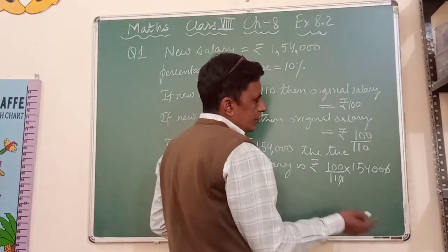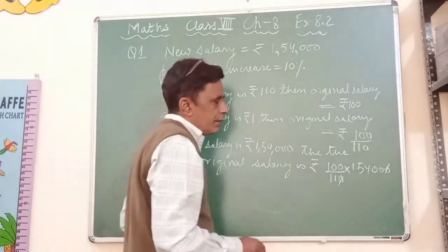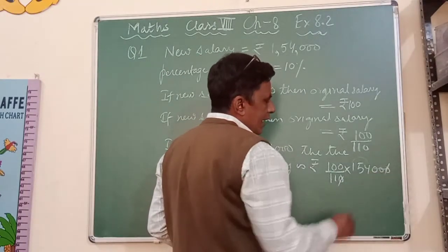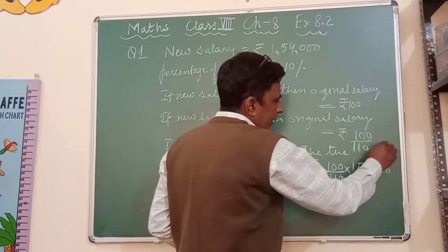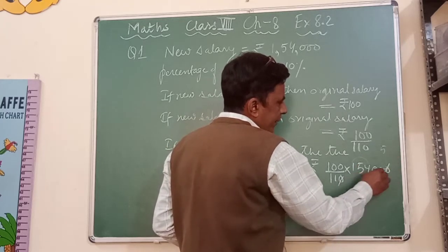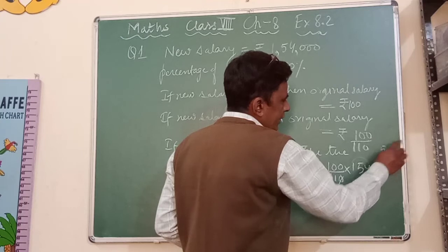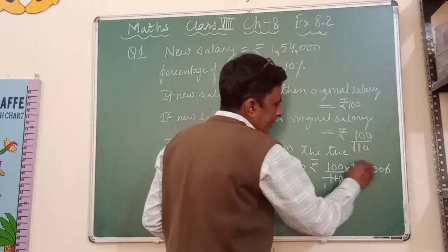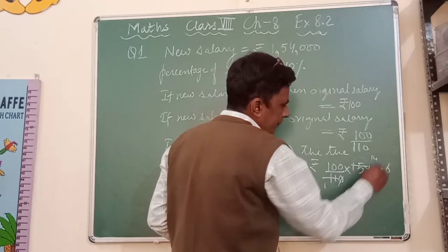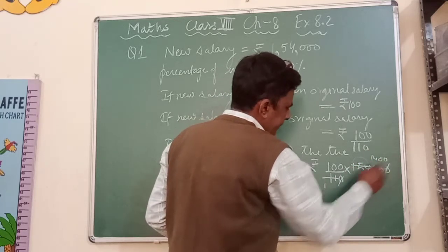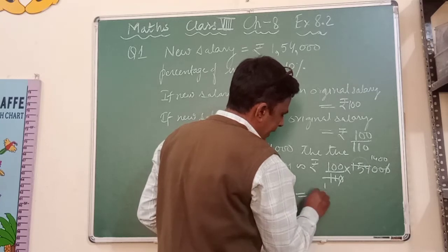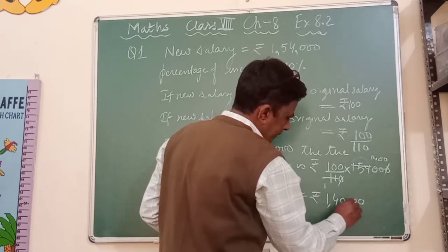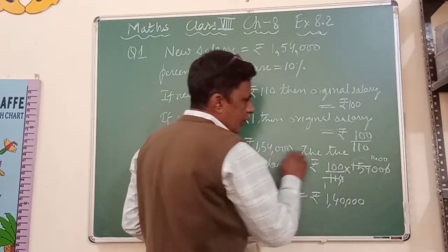Here you should know the test of divisibility for 11. 1 and 4 is, sorry, 1 and 4 is 5, and 5 plus 0 is 5. 5 minus 5 is 0. Therefore, this number is divisible by 11. 11 1 the 11, 11 4 the 14. And we have two zeros. If we multiply them, we get the answer 1,40,000. Two zeros over here and two over here.